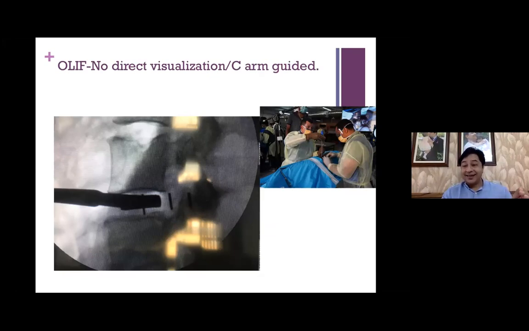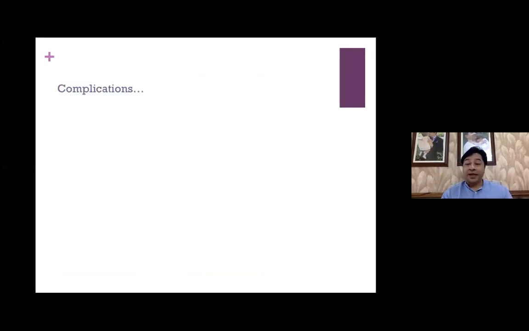So again, unlike MIS TLIF, it's an indirect visualization. It is a very CT-guided, C-arm guided surgery. One has to be very careful while doing an OLIF. Now look at some of the complications associated with OLIF. We all know the complications of TLIF. It is all well known to us.